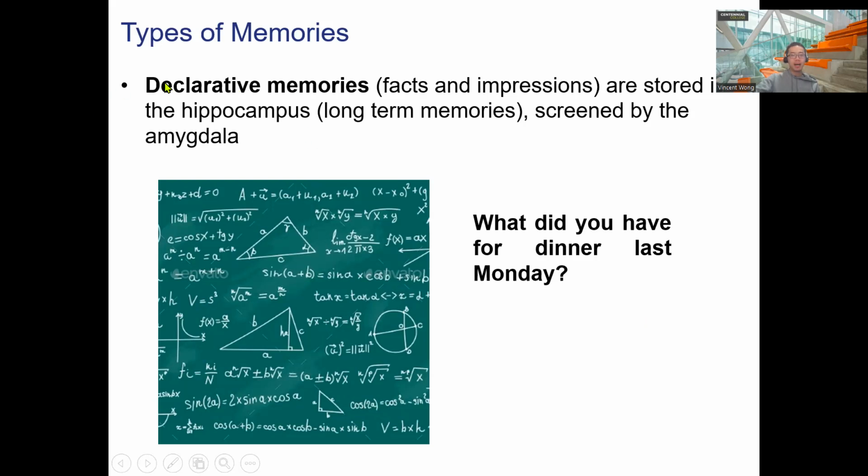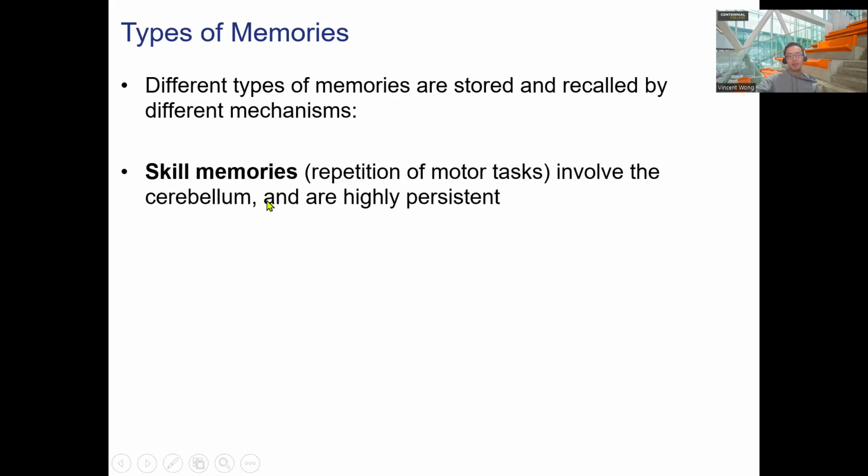Anyway, so that's the hippocampus storing the declarative memory. And don't forget skill memories, that's the cerebellum. Okay, cerebellum.